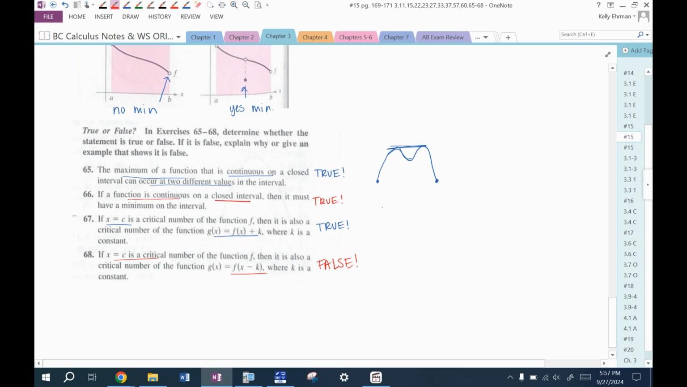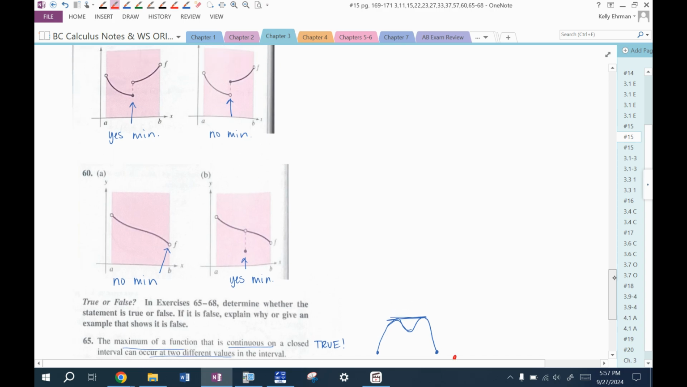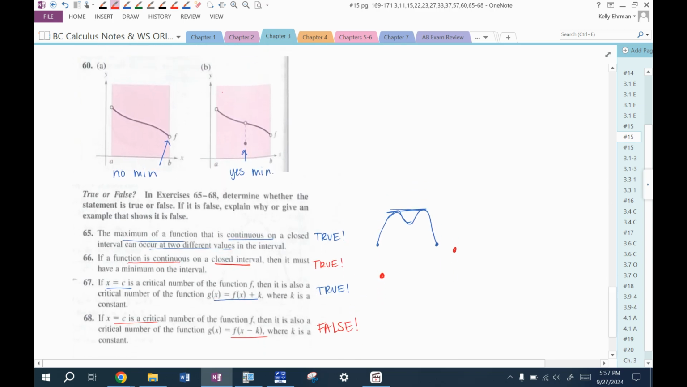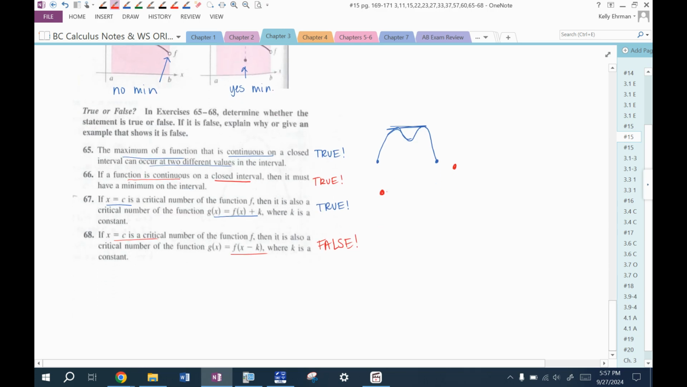If the interval is closed, meaning it has a starting and a stopping point, it does not matter what happens in the middle. As long as you know it's continuous, it definitely has a lowest point. The problem is with graphs like this, where maybe there's a discontinuity and you don't know if the lowest point at the discontinuity is defined or not, right? You can't guarantee on this graph that this point is down here. So if the graph is continuous, I can't do anything to make this not have a minimum. It's either at a relative minimum or at an endpoint.